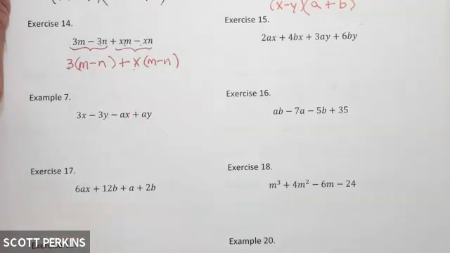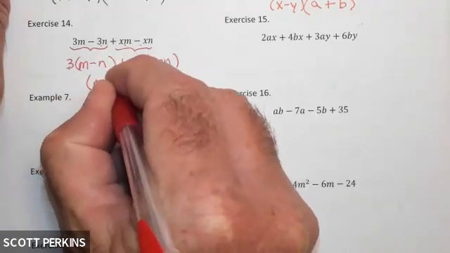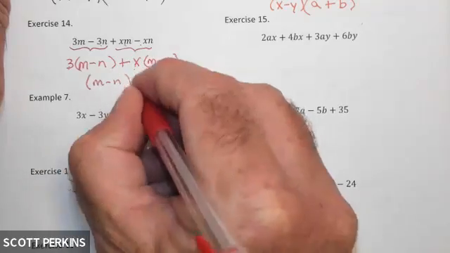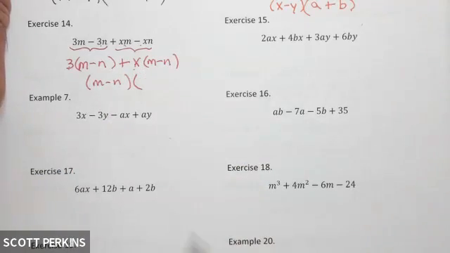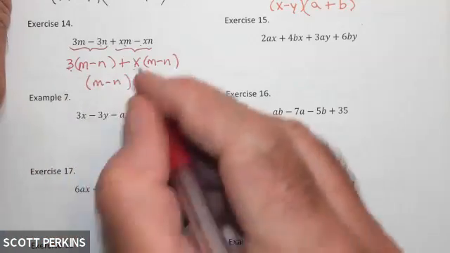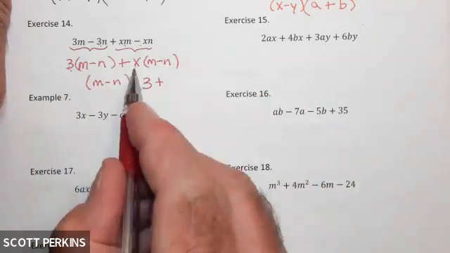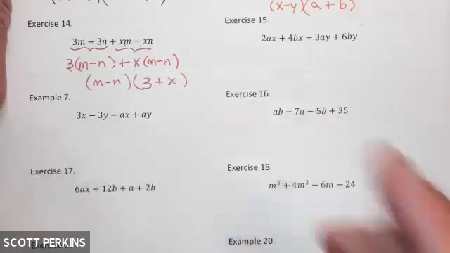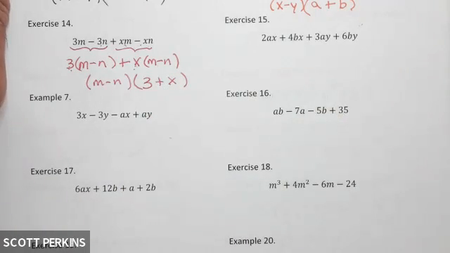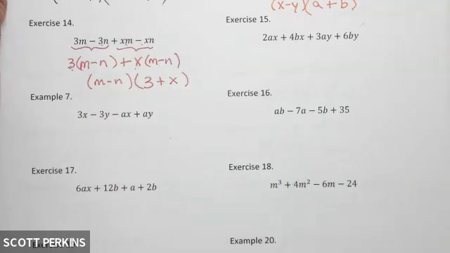Okay, so m minus n is now in common, so I'm going to factor that out. That's the second step. And then what's left from the first term is 3. What's left from the second term is x. So I get m minus n times 3 plus x. Those 2 binomials, if I FOIL them back together, I get what I started with.